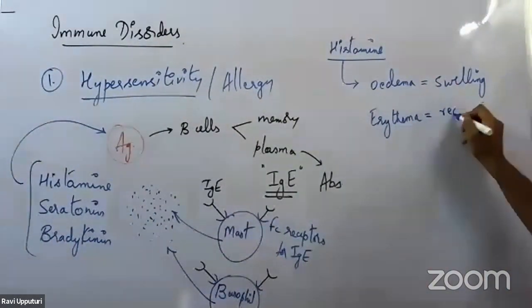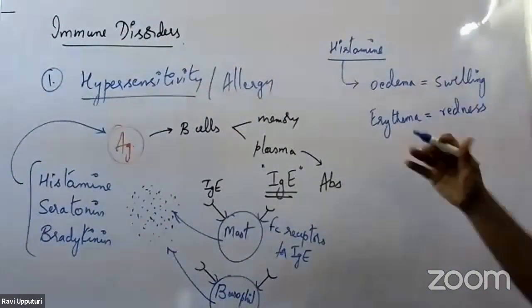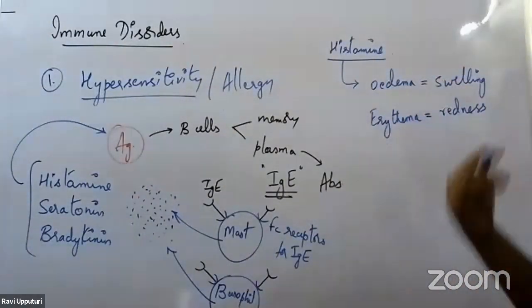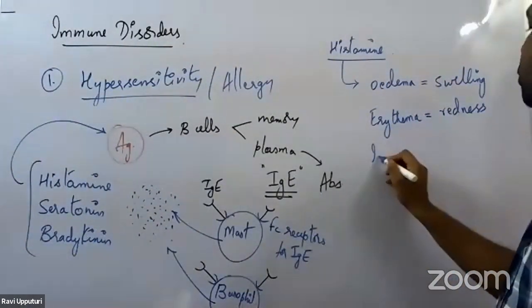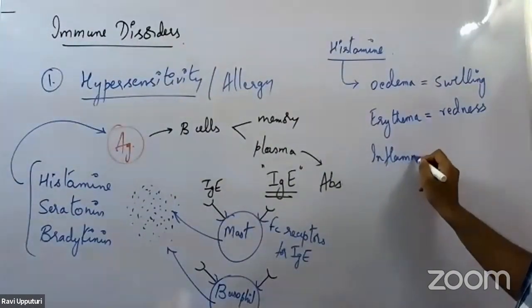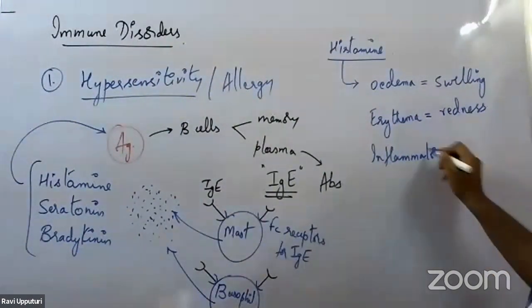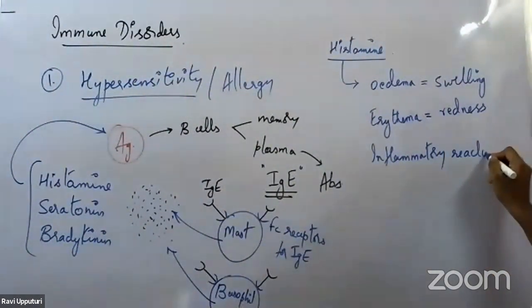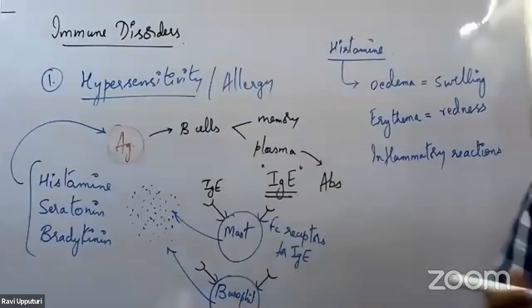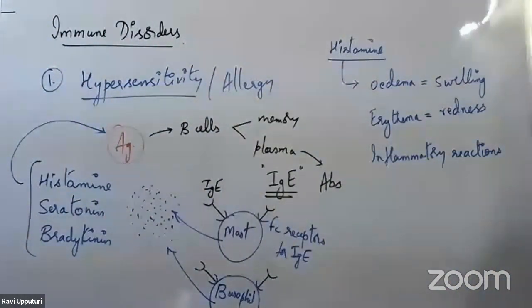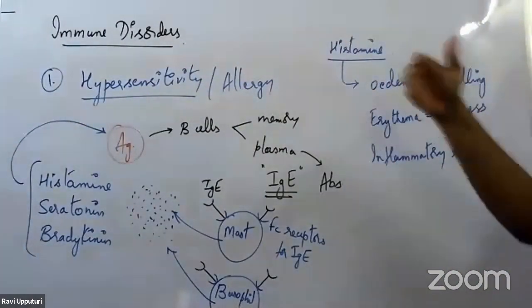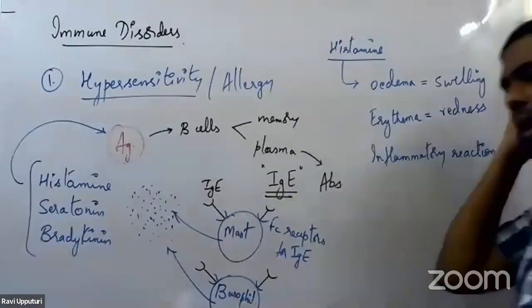Erythema is nothing but redness. So that particular part becomes reddish in color. Along with that, it also leads to some sort of inflammatory reactions present in the body. This is how the immune system responds to the allergic substance, or allergen, that has entered into the body.